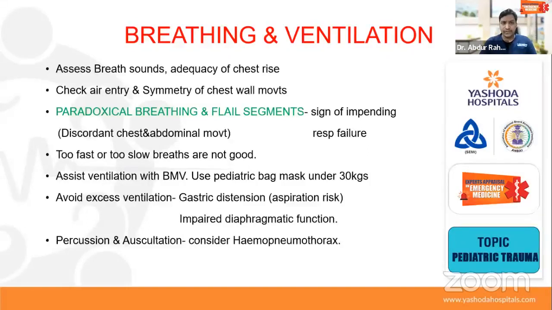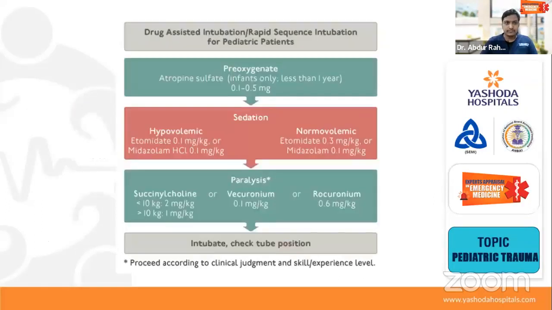So at this point, through the breathing and ventilation part, you should be able to identify life-threatening injuries. I'll be discussing the life-threatening injuries in the chest trauma slides. But remember that unless and until you address any life-threatening injury during your primary survey itself, you should not proceed to the secondary survey. Any life-threatening injury should be identified and addressed during the primary survey itself. This is very, very important. And this is during intubation.